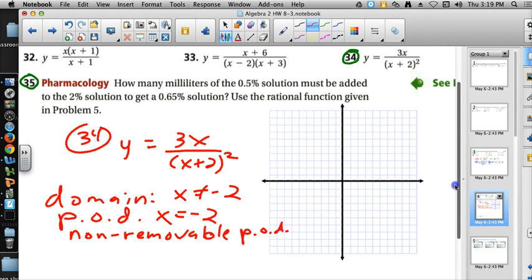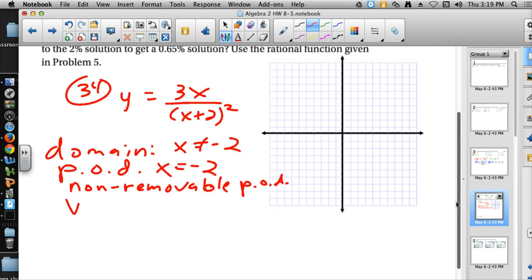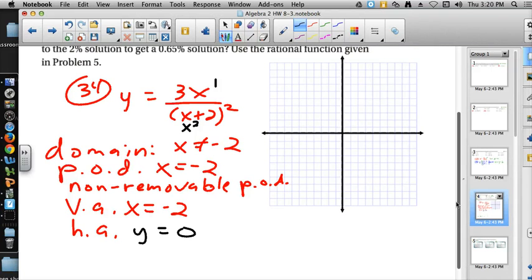So what does that mean? It means that is a vertical asymptote at x equals -2. Horizontal asymptote. Well, the degree of the numerator is a 1. The degree of the denominator, if we multiplied all of this out, would be a 2, because x plus 2 times x plus 2 will give us a perfect square trinomial. So the degree of the numerator is less than the degree of the denominator, which gives us a horizontal asymptote of y equals 0.